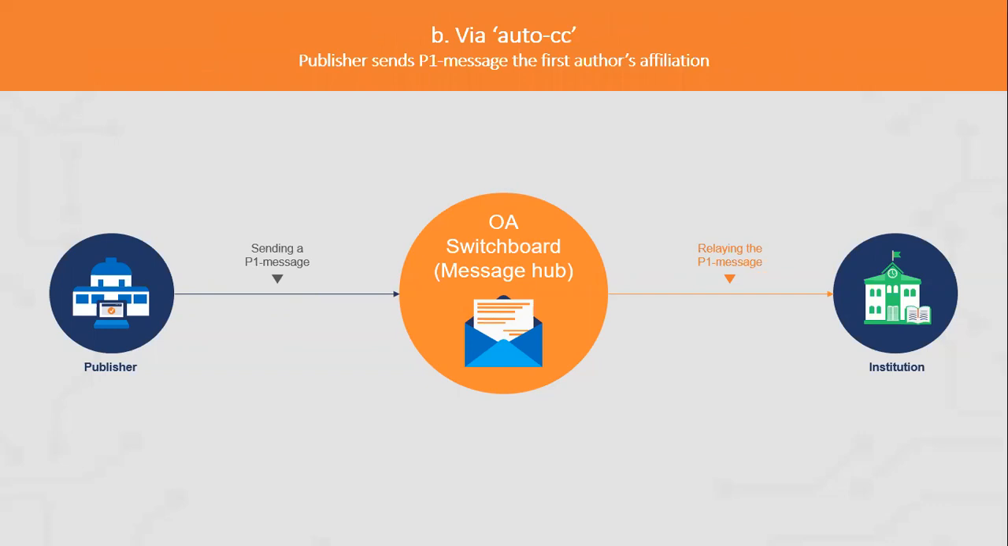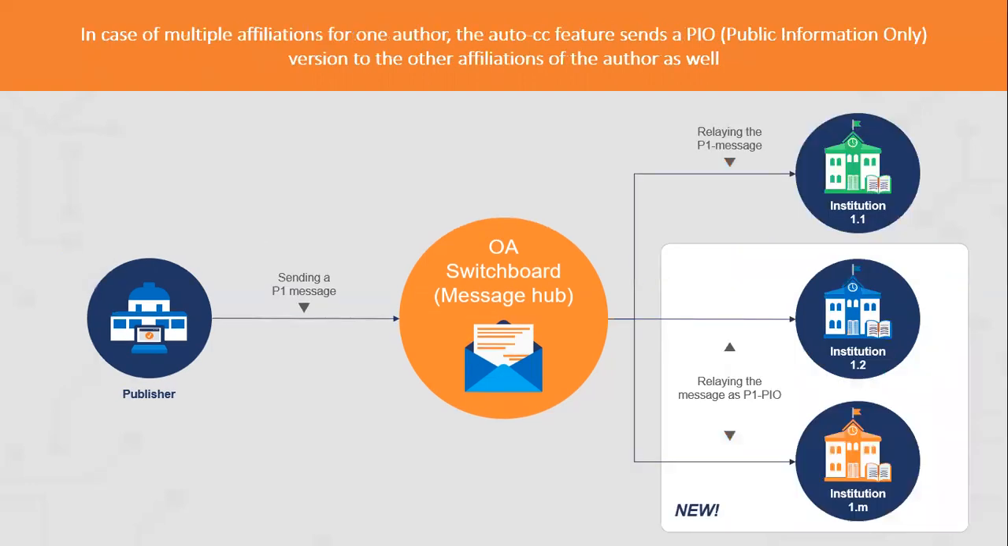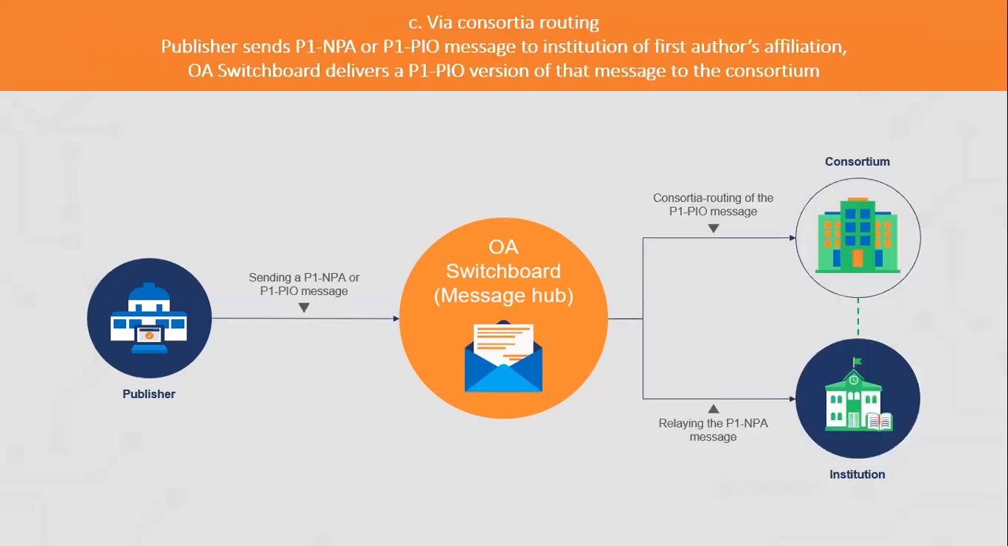The second option for receiving a P1 PIO message is AutoCC. In this case, it starts with any type of P1 message, and the requirement is that the publisher has activated the AutoCC feature. The OA Switchboard AutoCC feature then sends the P1 PIO version of that P1 message to a second author's affiliation. In case of multiple affiliations for one author, the AutoCC feature sends a PIO version to the other affiliations of the author as well.